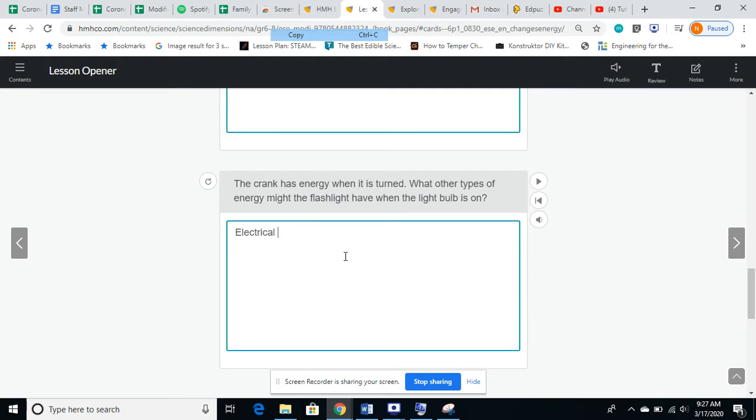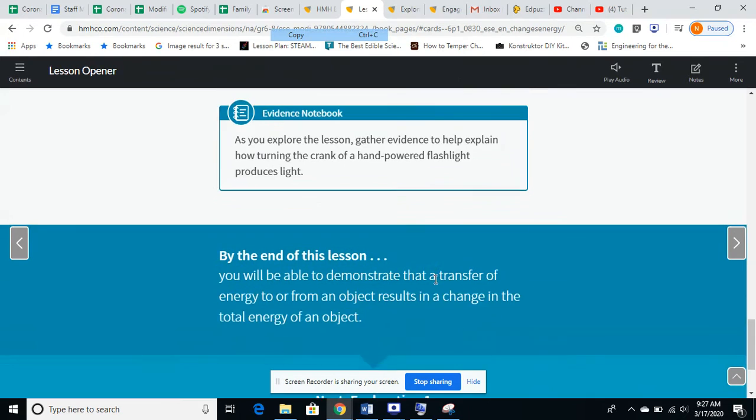So we have electrical energy. I wish you guys were here so I could call on a bunch of people right now. It has electrical energy. It also is giving off some light energy. Anytime there is light energy in a flashlight, there's also some heat. Right, so lots of transformations there.